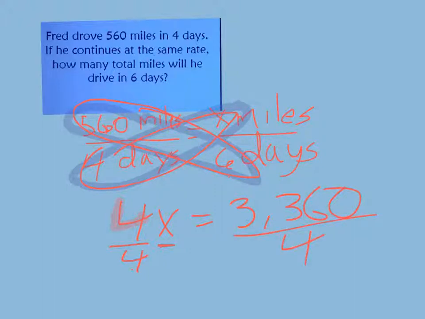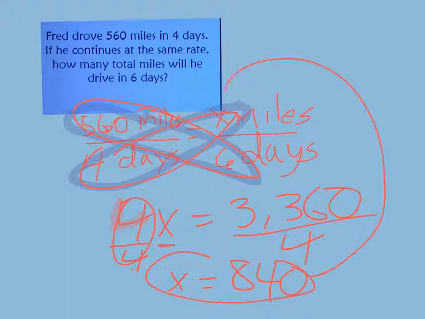So now x would equal, so that would just be 1x. X equals 840. I did that on my calculator too. So, which I would fill in for the miles. So my answer, how many total miles will he drive in 6 days? 840 miles in 6 days.